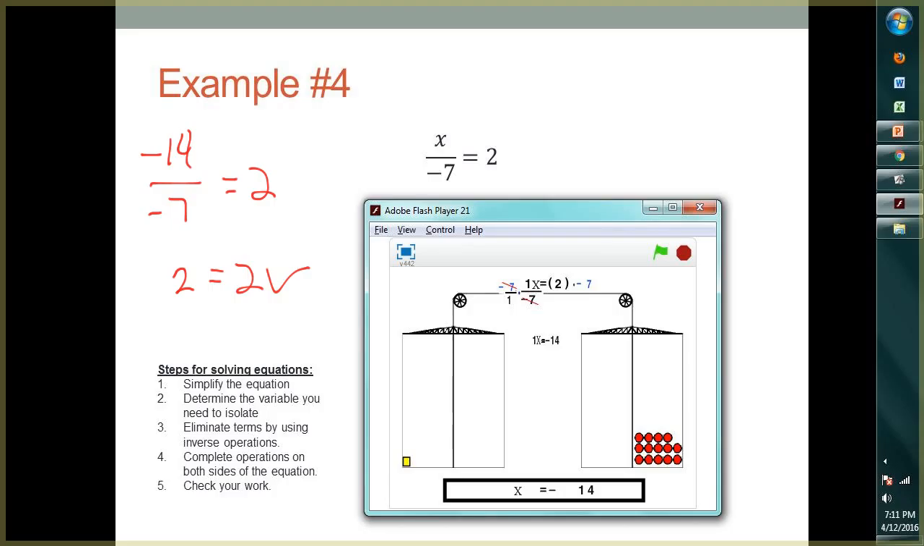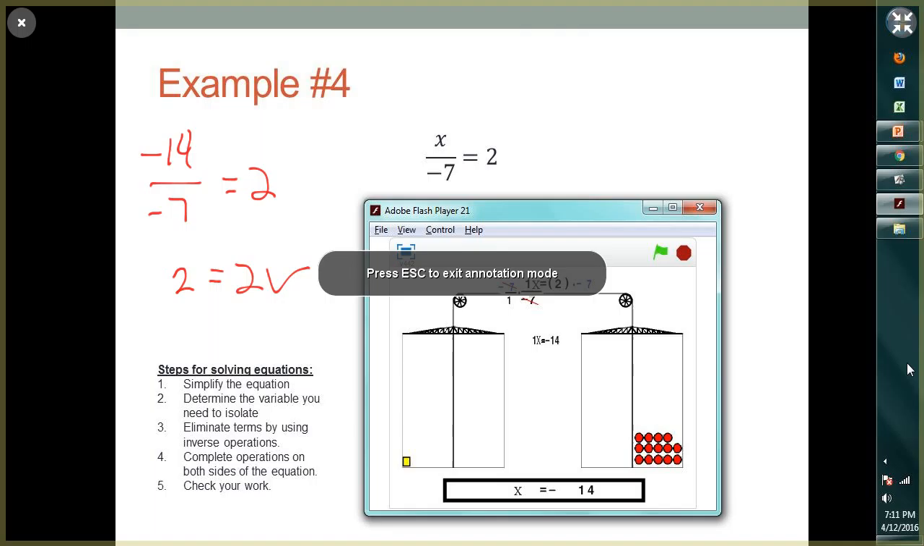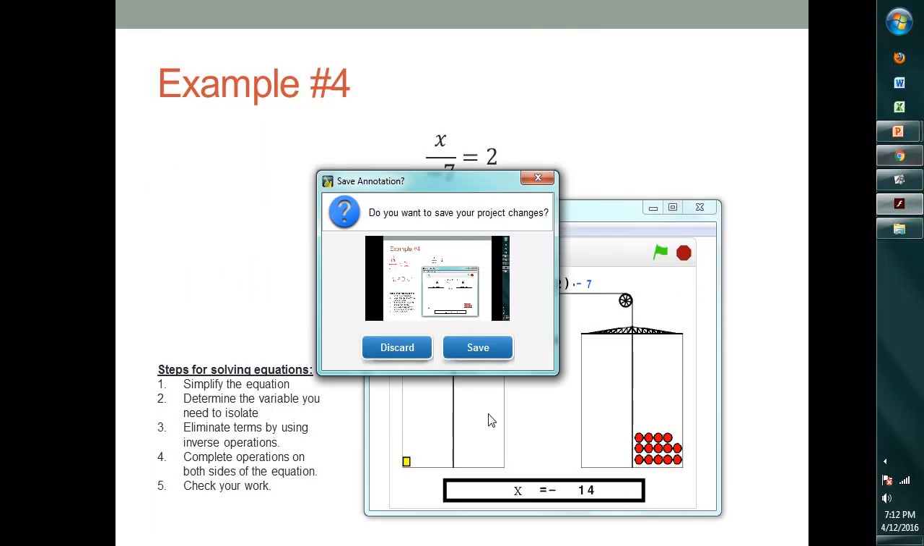Okay. And that's how you use the application with one-step equations with multiplication and division.